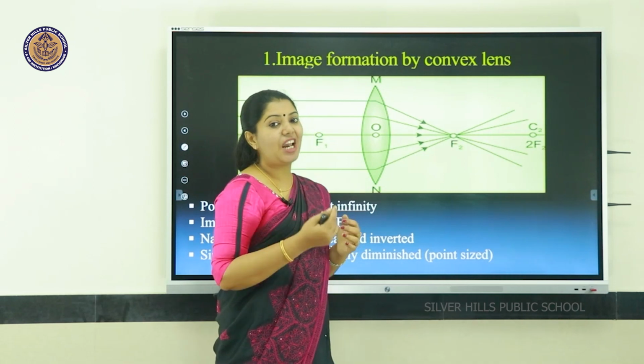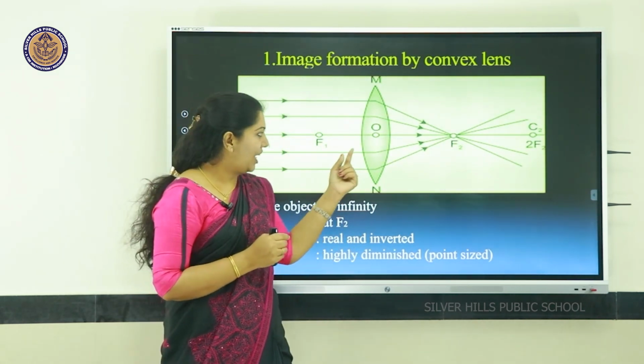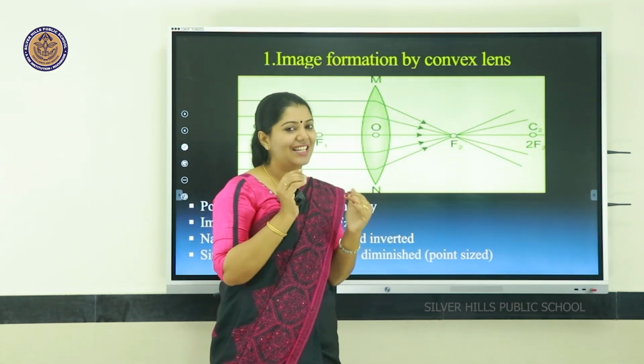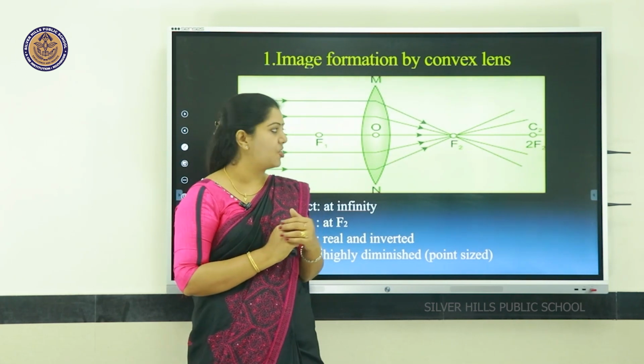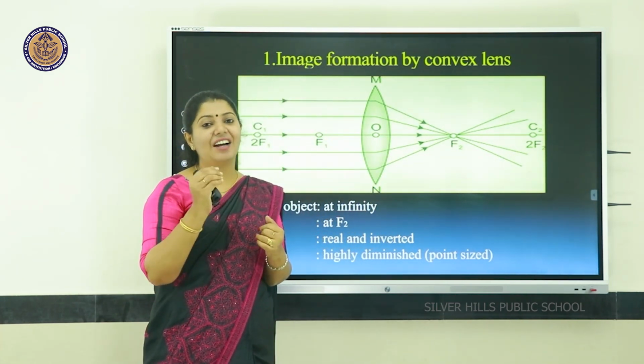So, where is the image formed? The image will be formed at F2. What about the size of the image? It is very small. We can say it is a point sized image. The nature of the image is real and inverted.